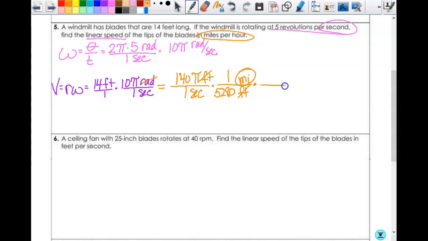Seconds, I can go to minutes first. So seconds go in the numerator, minutes in the denominator. 60 seconds for 1 minute. So my seconds cancel out. Then minutes to hours. The minutes cancel out. 60 minutes, 1 hour. So now I've got my miles per hour. I'm good, right? The rest is just arithmetic.